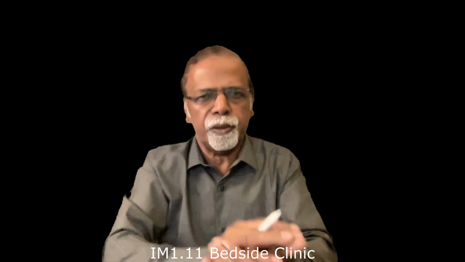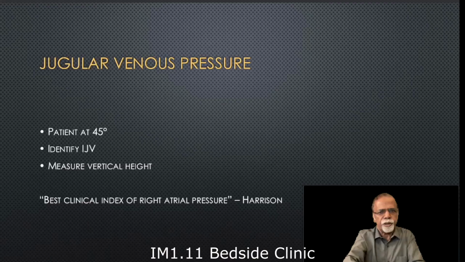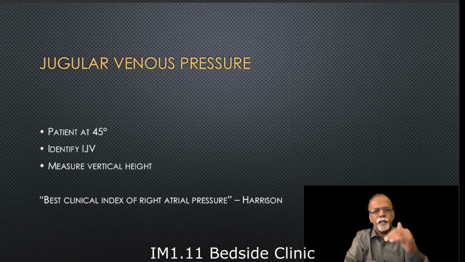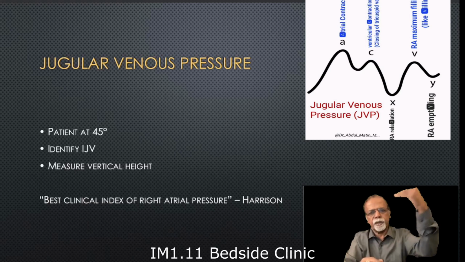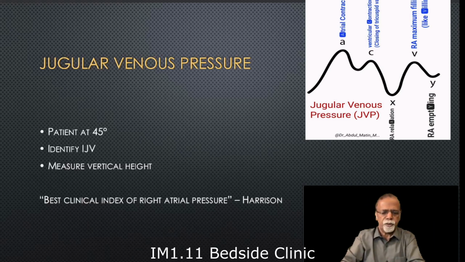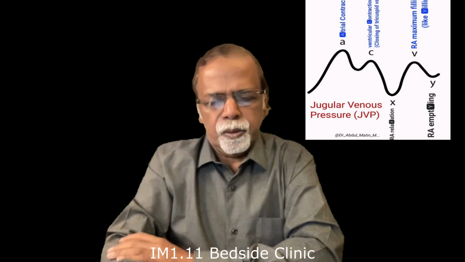Suppose in the sitting position JVP is visible, there is no need to make the patient 45 degrees. If in the sitting position JVP is not visible, make the patient 45 degrees and then look for the JVP, and learn the correct method of examination using two scales. So identify the upper level, and measure the vertical height. The best clinical index of right heart pressure on clinical examination is the JVP. JVP is important because when right heart failure occurs, whether of the right ventricle or right atrium, the right atrial pressure increases and then the JVP gets elevated. So examination of JVP is very important.